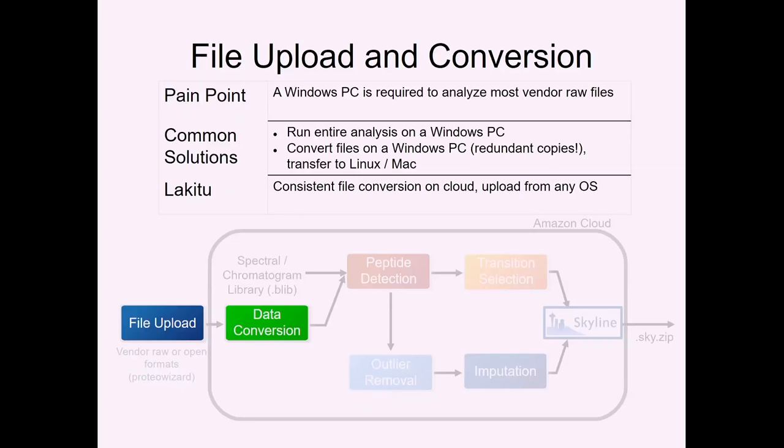So some solutions are you run the entire analysis on a Windows PC, or you convert the files on a Windows PC, and that means you now have multiple different files of the same thing, and then you transfer it to either a Linux platform or other Unix-based platform. What we'd like to be able to do is have someone upload the raw data file, and we handle the data conversion for you in the background.